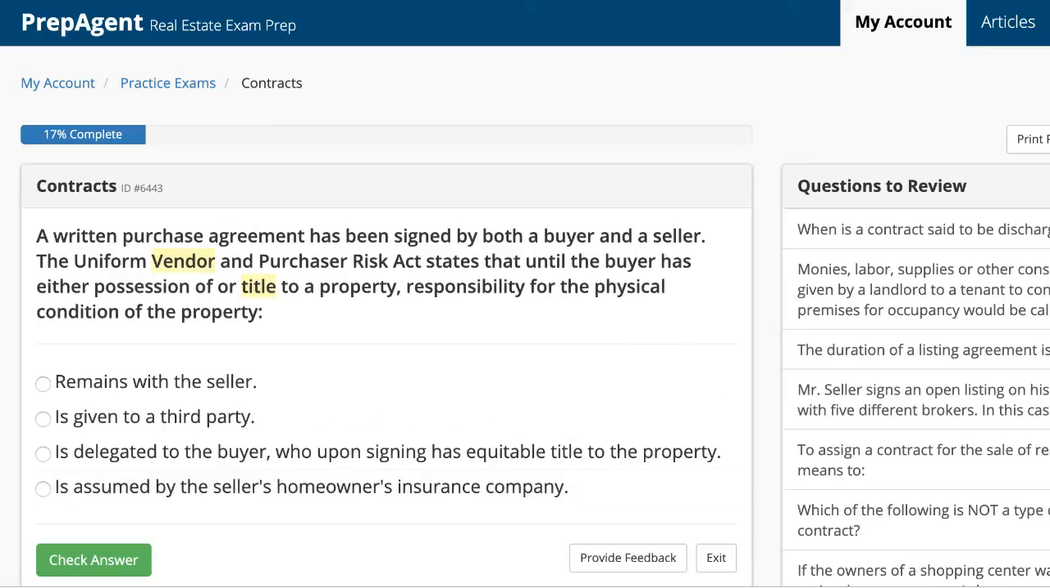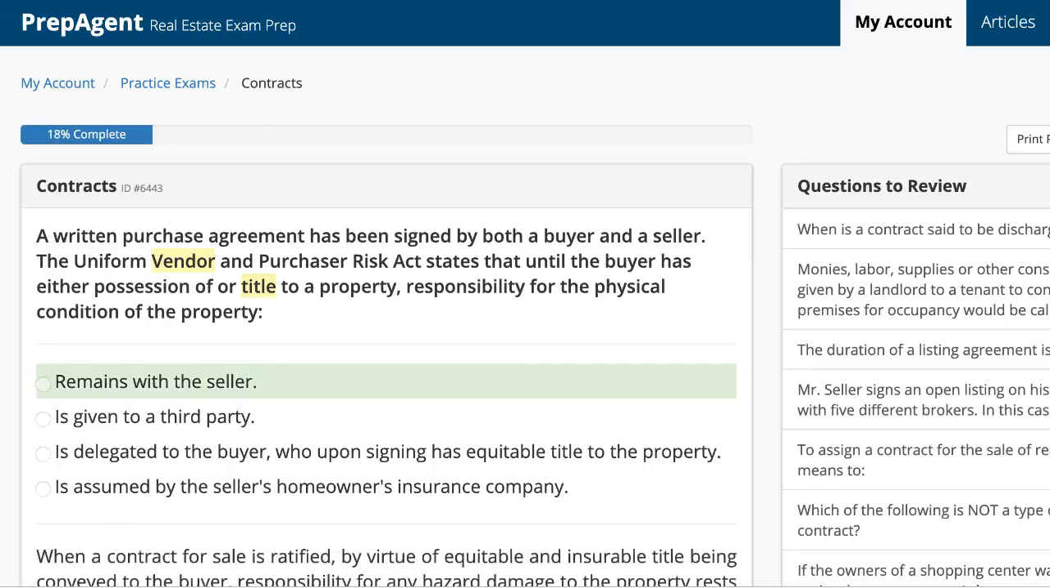A written purchase agreement has been signed by both buyer and seller. The Uniform Vendor and Purchase Risk Act states that until the buyer has either possession or title to a property, responsibility for the physical condition of the property: A, remains with the seller. B, is given to a third party. C, is designated to the buyer who, upon signing, has equitable title to the property. Or D, is assumed by the seller's homeowner's insurance company. What do you guys think? And the answer is A, remains with the seller. Good.